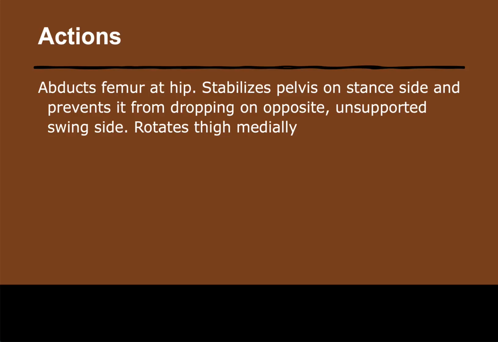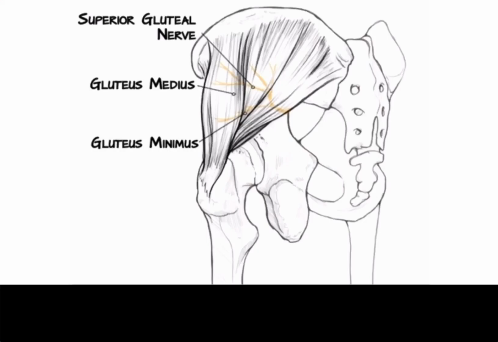the unsupported swing side. And the other action: they are the abductors, they rotate the thigh medially, and they stabilize the pelvis on the stance side. So when we are taking a step, at that time they come into play. Now the superior gluteal nerve is the nerve which innervates these muscles. If someone has an injury to the superior gluteal nerve or other factors, the actions will be affected. What is the main action? They are the abductors of the femur at the hip joint. So that will be affected.